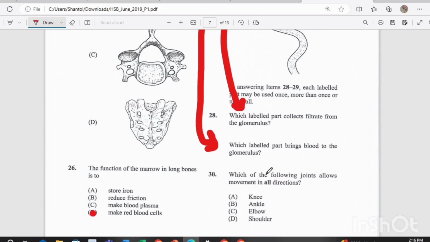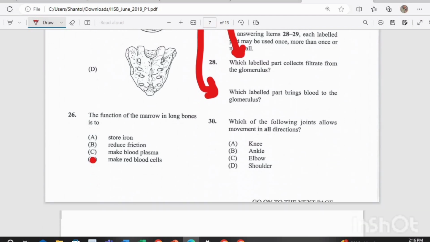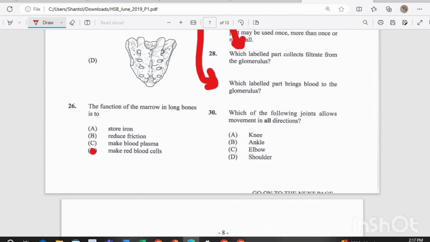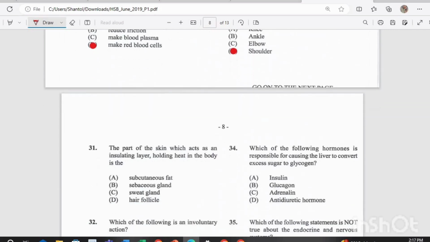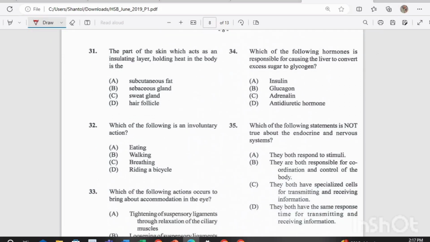Alright. 30. Which of the following joints allows movement in all directions? Is it A, knee, B, ankle, C, elbow, or D, shoulder? The answer is D, the shoulder. Question 31. The part of the skin which acts as an insulating layer holding heat in the body is the A, subcutaneous fat, B, sebaceous gland, C, sweat gland, or D, the hair follicle? The answer is A, the subcutaneous fat.